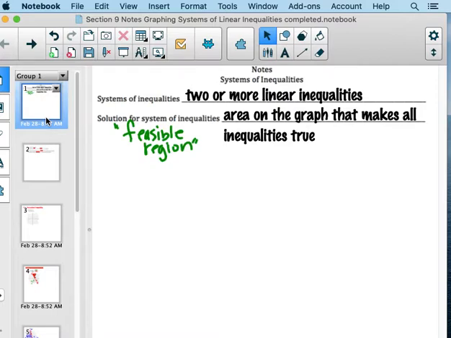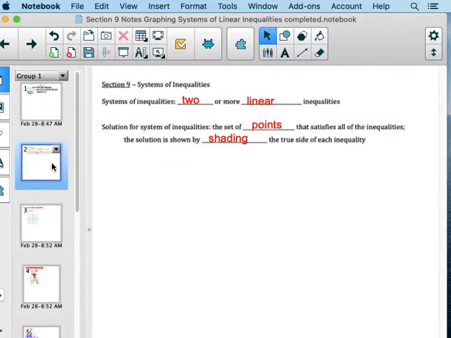A system is two or more linear inequalities, and let me show you what it actually looks like on your paper. Sorry about that. So, a system of inequalities is two or more linear inequalities. We're going to graph them together, okay? And so the solution is the set of points that satisfies those inequalities, and that's shown by where the shading overlaps. So we're going to show the solution by where the shading overlaps.